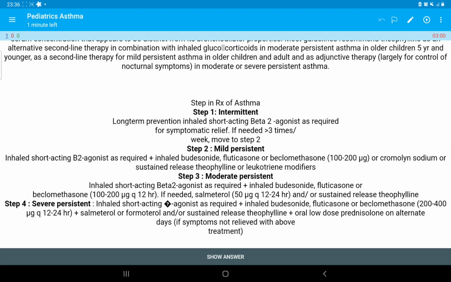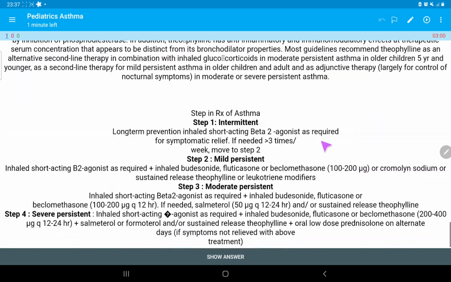We have step 4, severe persistent, that is inhaled short-acting agonist as required plus inhaled budesonide, fluticasone or beclomethasone, plus salmeterol or formoterol or sustained-release theophylline, plus oral low-dose prednisolone on alternate days.